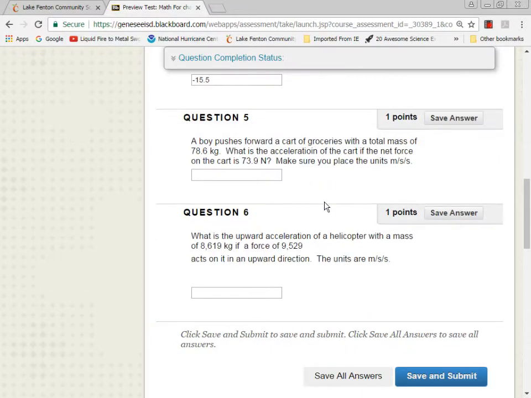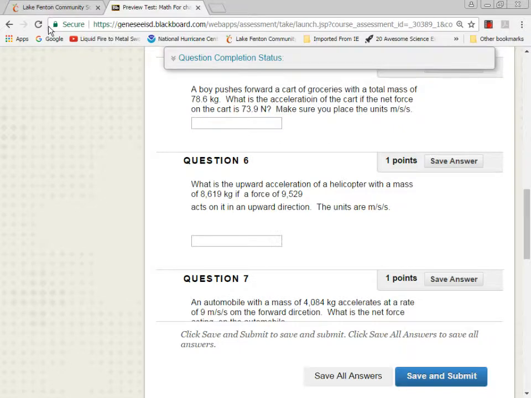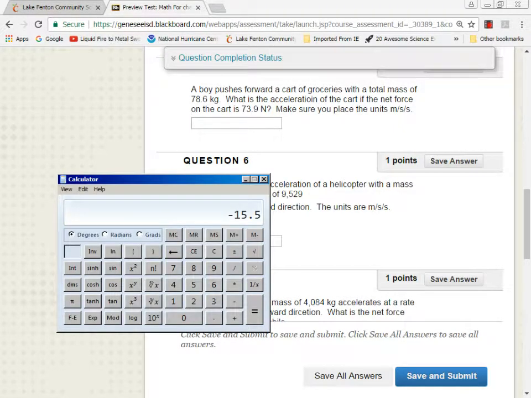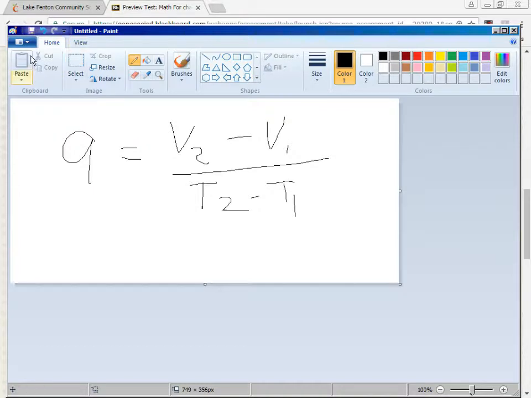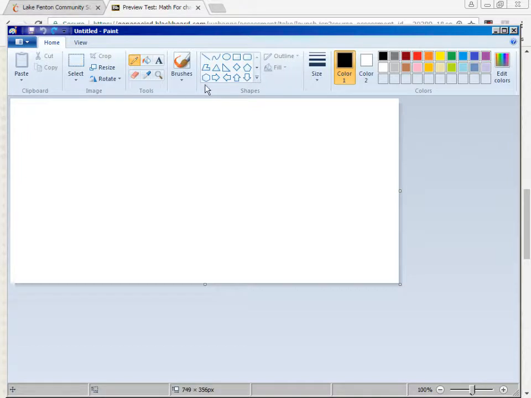A boy pushes forward a cart of groceries with a total mass. What is the acceleration? So if we're looking here, this is a completely different formula, and it's all based off of this formula: force equals mass times acceleration. So acceleration is going to equal force divided by mass.